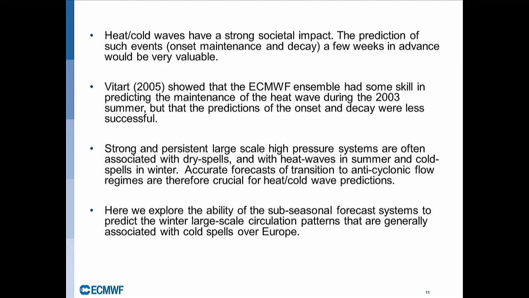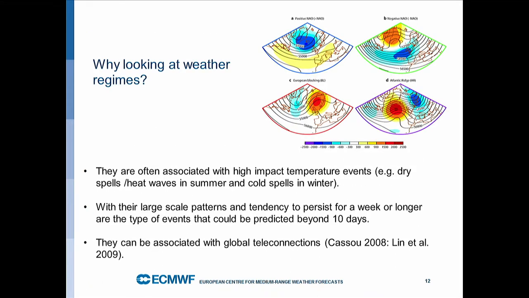And we had this impression that the important thing is to get the transition to an anticyclonic flow regime right. Because both heat and cold waves are really associated with an anticyclonic circulation that persists for some time. And so we are really focused on the ability of predicting this special flow circulation that facilitates this high impact weather. For this, we are trying to look at weather regimes to start with.